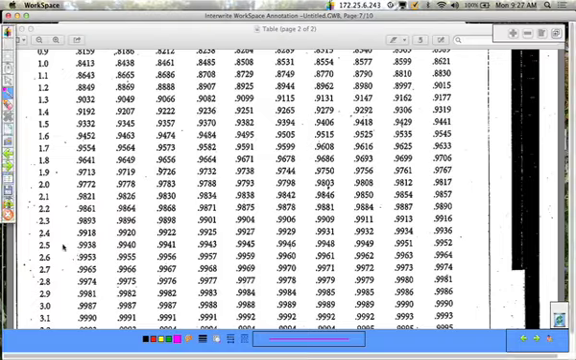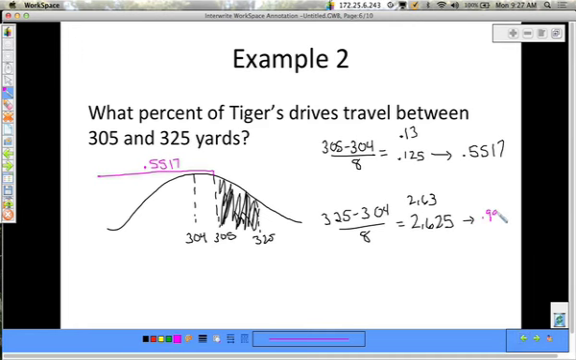So go down our chart, 2.6, 0.03, 0.9957. So on our chart from this big one over, 0.9957, well, to find that area in between, we would subtract. So 0.9957 minus 0.5517, 0.444. So approximately 44.4%, because we did a little bit of rounding there.